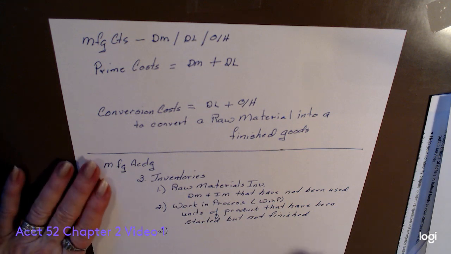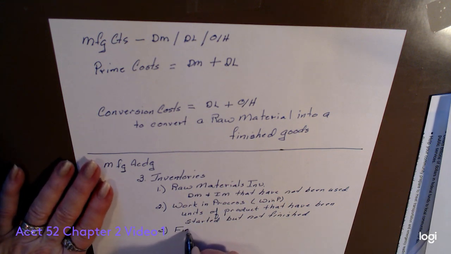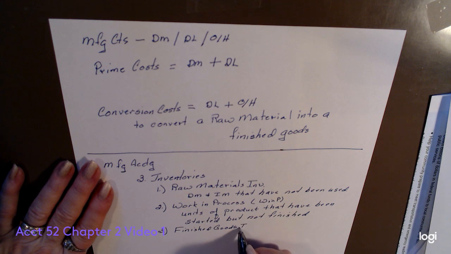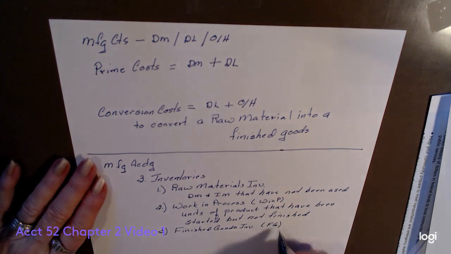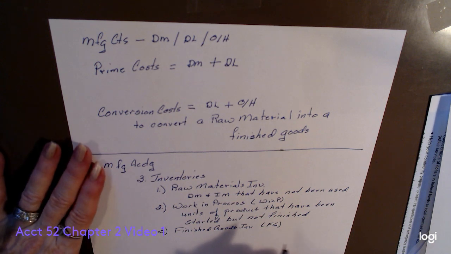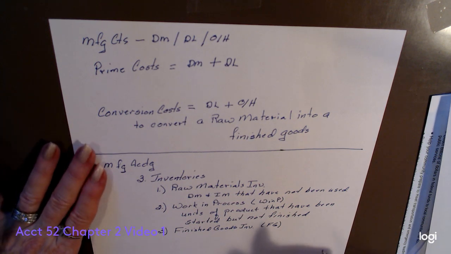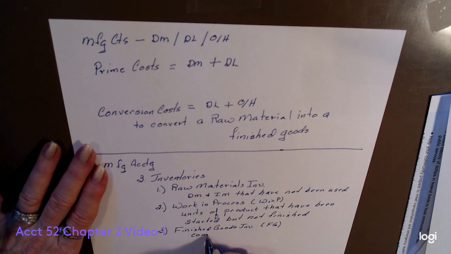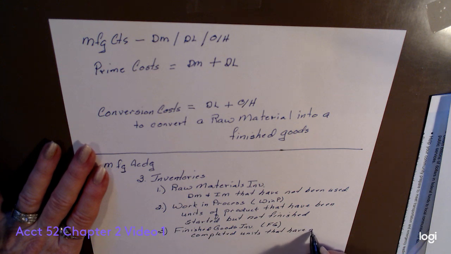And the third kind of inventory they have is our finished goods inventory. The finished goods inventory is just like your merchandise inventory in a merchandiser, a wholesaler or retailer. These are completed units that have not been sold.